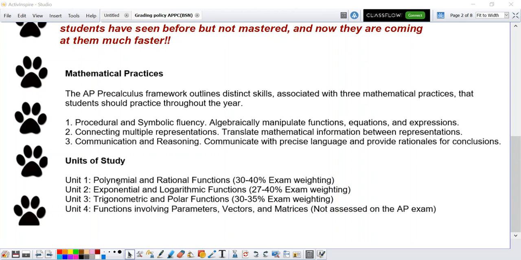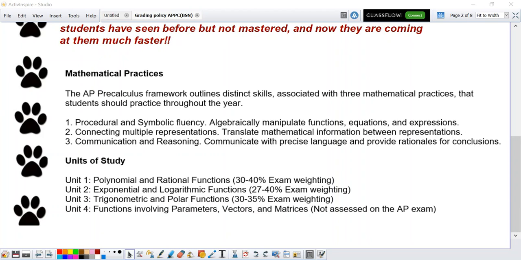Number three is communication and reasoning, which means use precise language and provide rationales for conclusions. So writing is very important. You have to write using correct language. It's not just putting some numbers on the paper. It has to be in a correct order, and it has to again make sense. A non-math person should be able to understand the reasoning and the conclusion written on the paper.